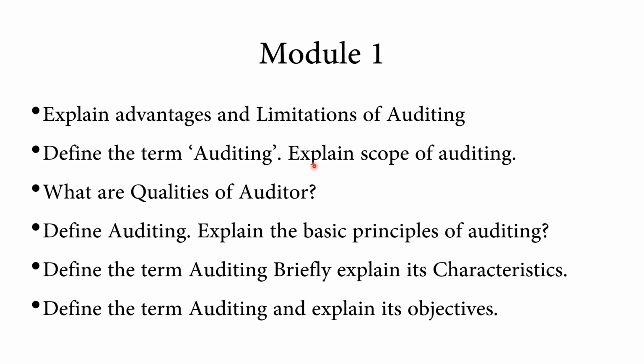First is module 1. Under module 1, these are the following questions that need to be covered up. Number 1, explain the advantages and limitations of auditing. Next, define the term auditing and explain the scope of auditing. Next, what are the qualities of auditors? Next, define auditing and explain the basic principles of auditing.